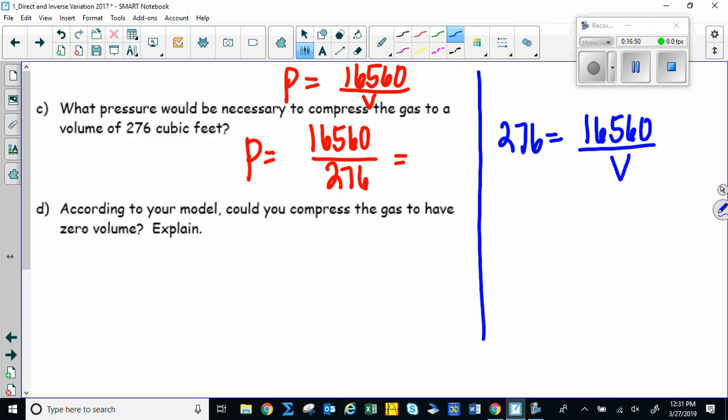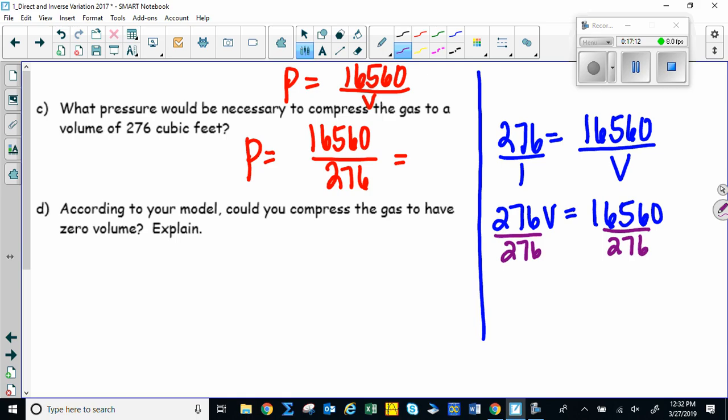Do you guys know how to solve a problem like this? All right, well, what I'd probably do is cross multiply. I'd multiply, so 276 times V equals 16,560, and then divide by 276. All right, so what would my volume be here? What's 16,560 divided by 276?